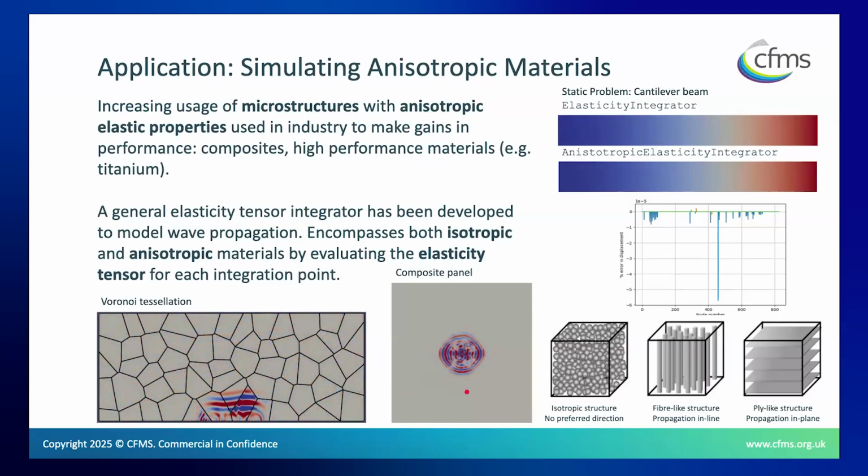The second animation here just shows a wave propagating in a composite panel. So this has an orthotropic elasticity tensor being used here, in the structure of this second diagram, where we've got fibers going in the X direction. And we can see as the animation progresses that there is quite a strong signal in that direction, which is exactly what you'd expect.